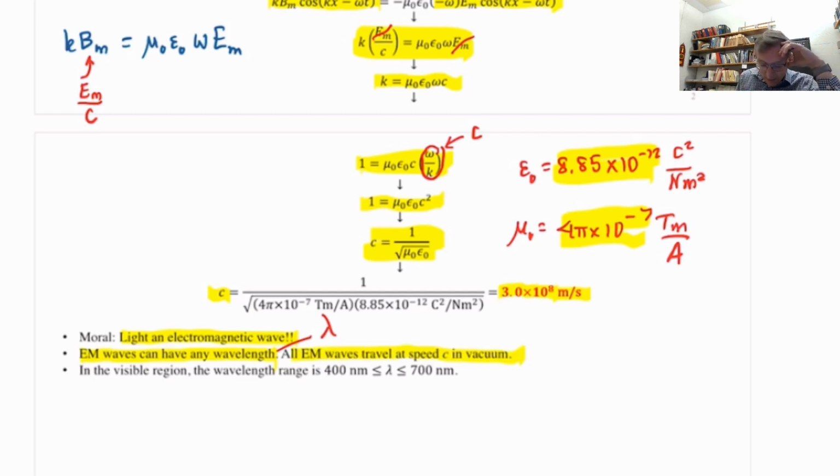And that the visible region of what we now call the electromagnetic spectrum is the part that our eyes have evolved to be sensitive to, right? Our eyes, human eyes. And that wavelength range is roughly 400 nanometers at the small side to 700 nanometers at the big end.